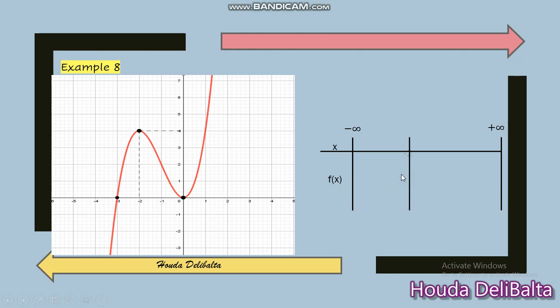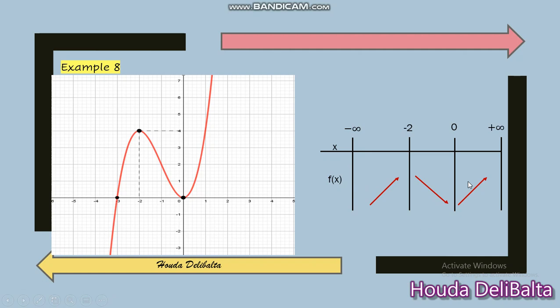So here is the column for minus 2 and this column is for 0. Again, I have to distribute the arrows. From minus infinity till minus 2, the curve is increasing, so I make an increasing arrow. Between minus 2 and 0, the curve is decreasing, so I represent it by a decreasing arrow. And from 0 till plus infinity, the curve is increasing, so I represent it by an increasing arrow.